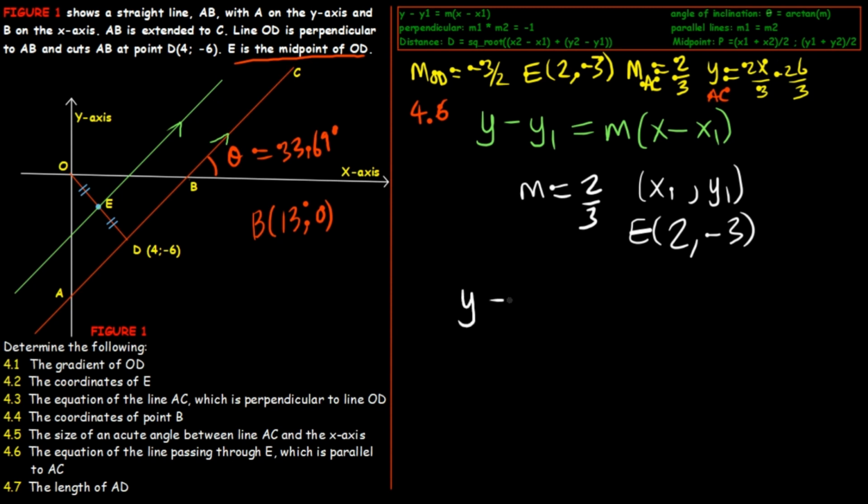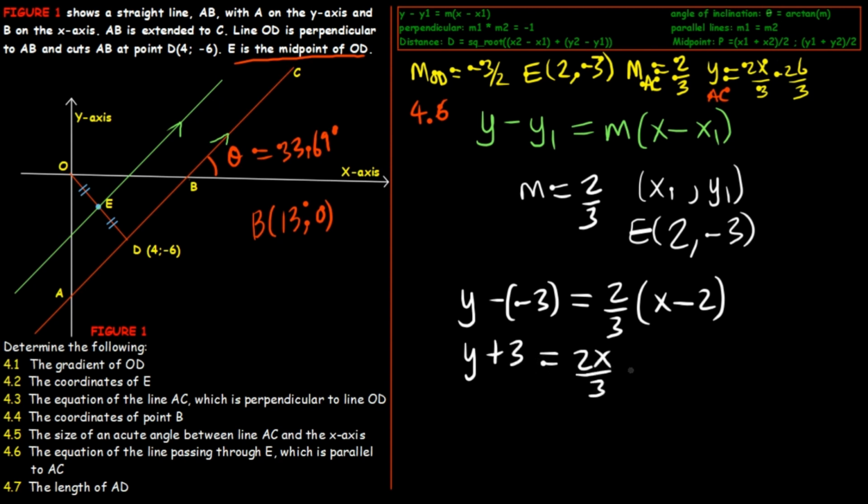So we have y minus the y coordinate, which is -3. Don't forget to include it in brackets, and our gradient, which is 2 over 3, then in brackets x minus the x value, which is 2. Okay, now let's simplify. We have y plus 3 equals 2x divided by 3, then -4 over 3 if we multiply with -2.